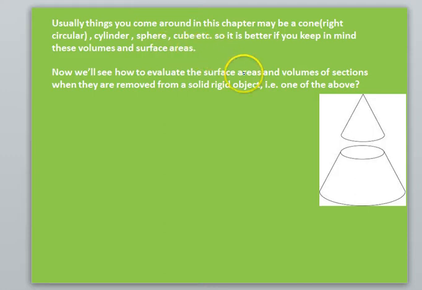Now we'll see how to evaluate surface areas and volumes of sections when they are removed from a solid rigid object, that is one of the above. Before cutting, this is a right circular cone with me. So I find out the volume or the curved surface area when I am asked to, considering this as my radius and this as my height. So when I pass a plane parallel to the base, then it becomes a smaller cone, isn't it? Then also I can apply the same thing, height and this part over here, the circular part.